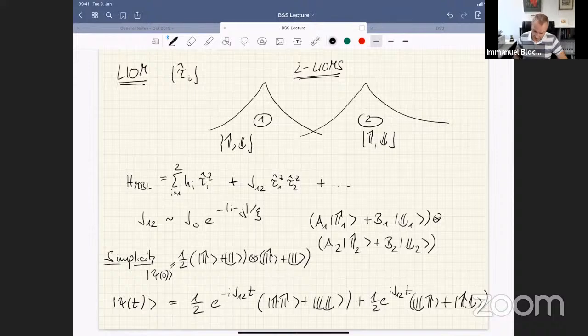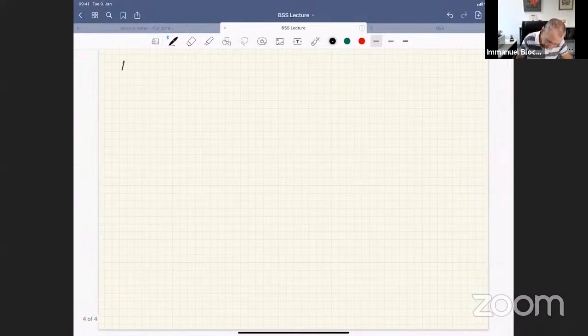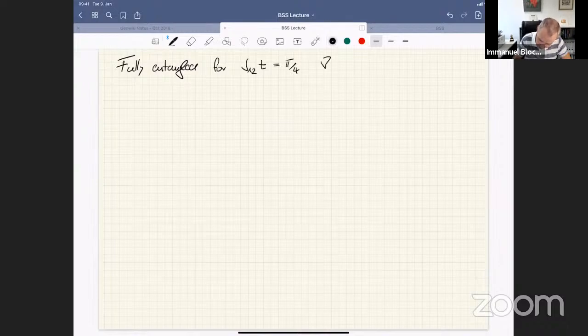And you can immediately see this becomes a non-product state. This becomes an entangled state when J12 times t equals pi/4. So this state is fully entangled for J12, the coupling strength between the LIOMs, times t equals pi/4. Then I will get a non-separable state, a fully entangled state.